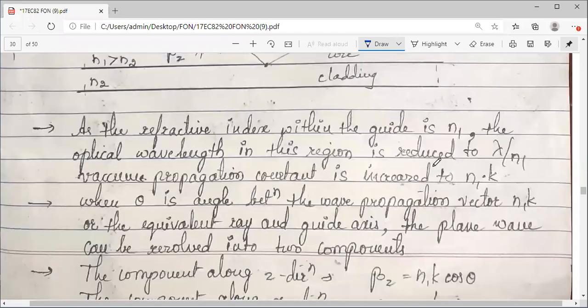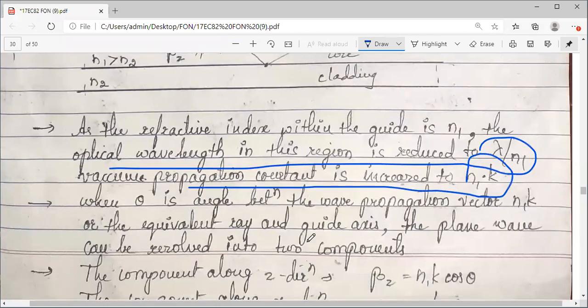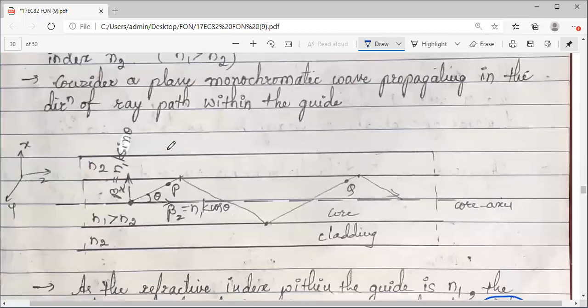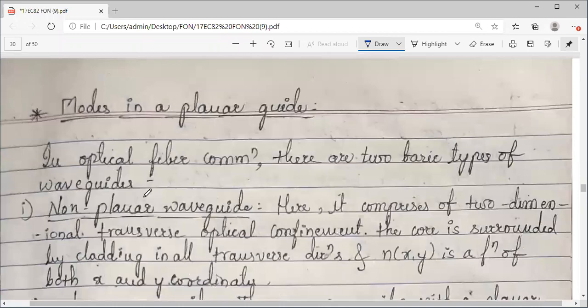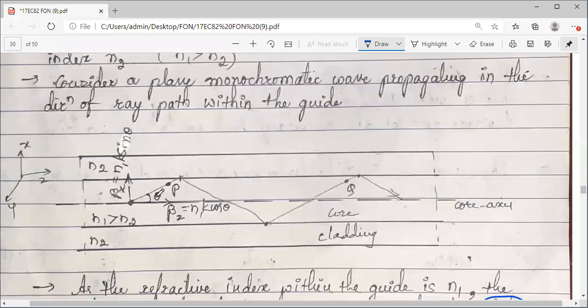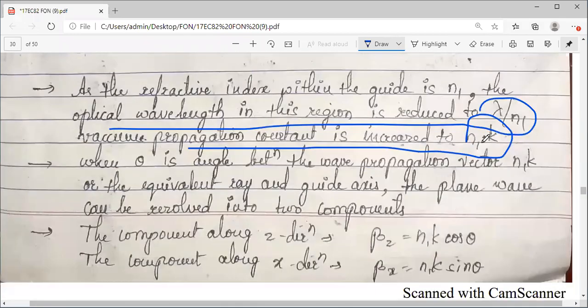Yes, it's here, I got it. See, the wavelength gets reduced by this. However, beta gets increased by this factor. Hopefully I have shared it. It's under planar waveguide, modes in a planar waveguide. So from this reference, we have taken the effective refractive index. Wavelength gets reduced by a factor lambda by n effective.